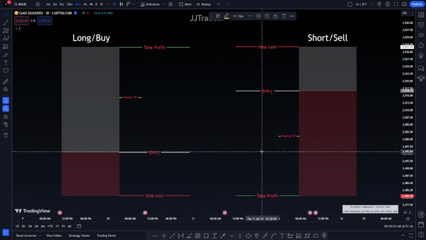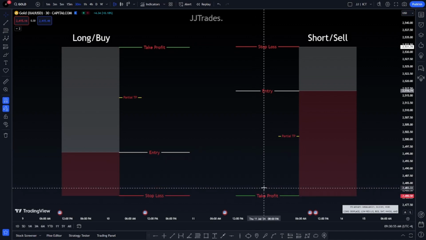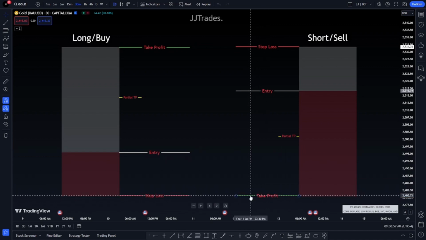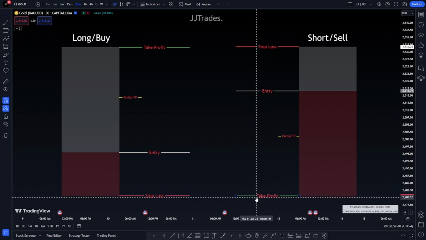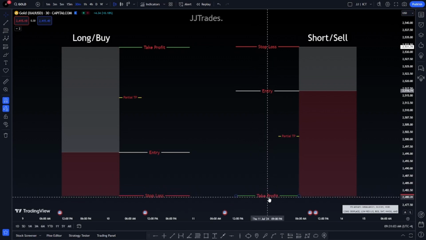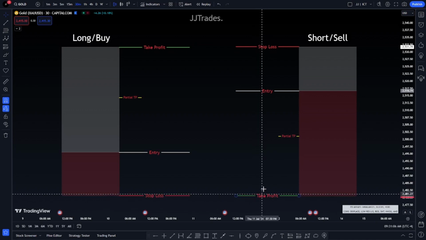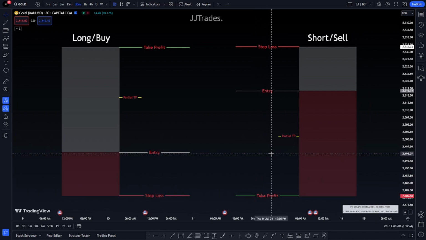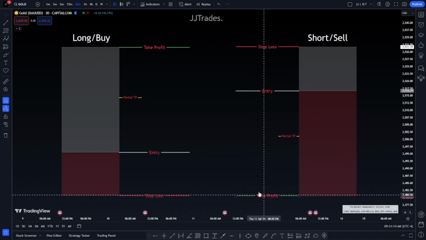Now for partial TP, let's say here is your take profit. Let's say at this point in price, when price comes down to this level, you will make $200 when this position closes, aka when price hits this point. A partial TP can basically take a little bit of that profit before it gets there.